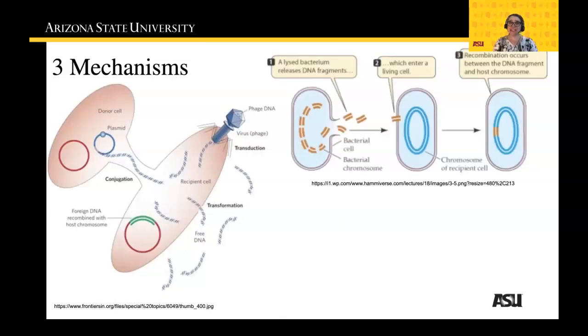The first is conjugation, and this is where I'm a bacteria here, and I'm a bacteria here, and my bacteria share a sex pilus, and my DNA now is transferred to you. So now whatever I had in my DNA here with my plasmid, I'm giving to you. That is called conjugation or bacterial sex, right, through the sex pilus.